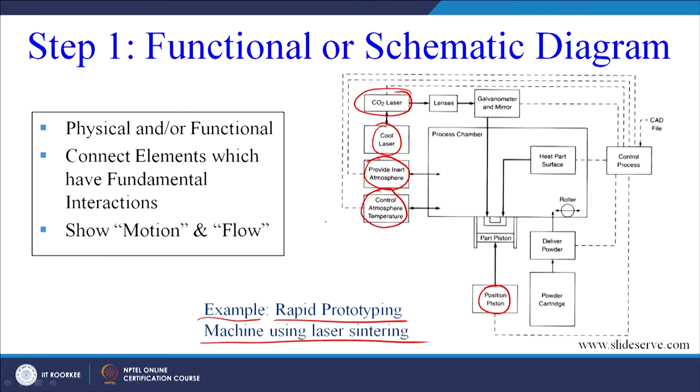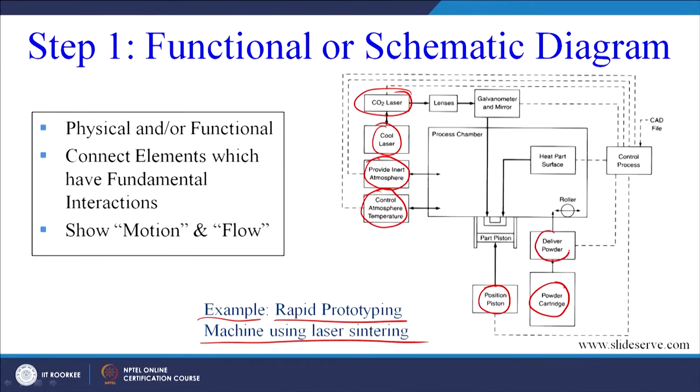So basically there are laser elements, laser control elements, then powder control elements: how the powder will come, how the powder will be rolled, how the laser will sinter the powder, how the product will get heated up, how it has to be taken out from the build chamber where the product is being made. This is a powder cartridge from where the powder will come, this is the delivery of the powder, this is the roller which rolls the powder on the build platform, and this is the part piston. This is the part which is being made from the powder.